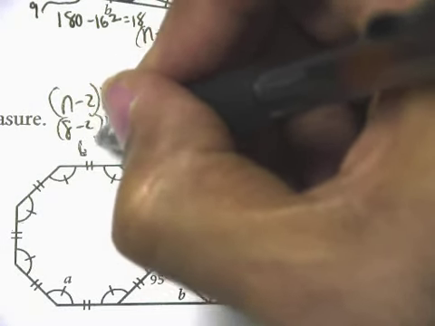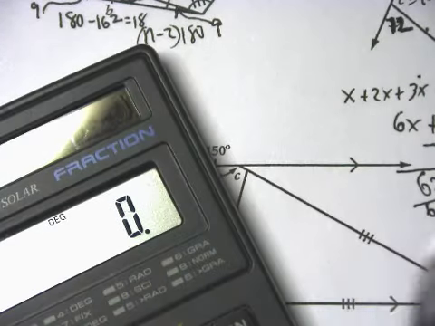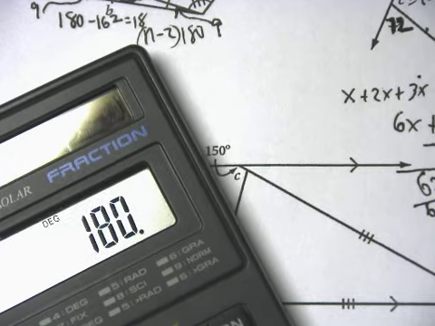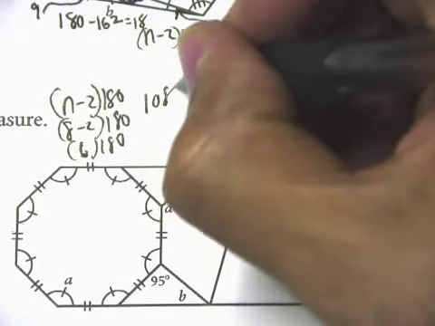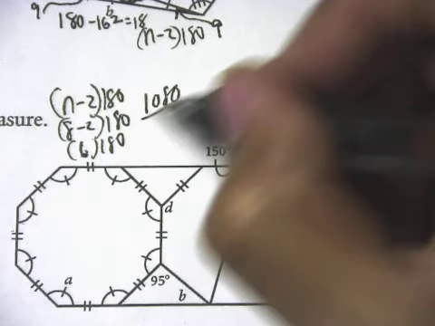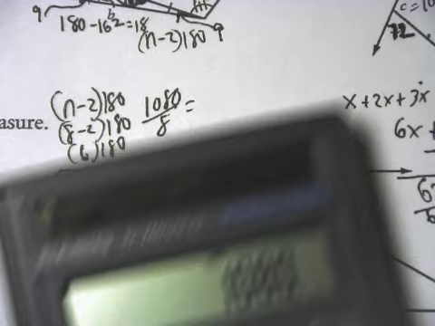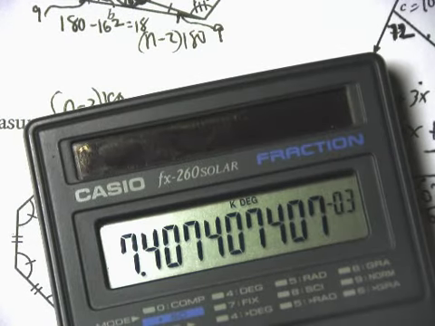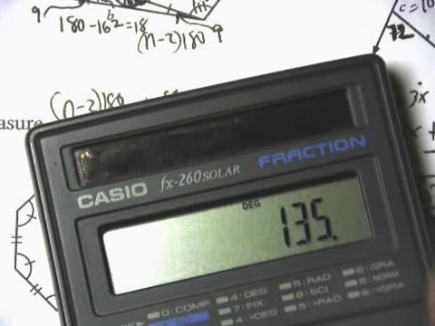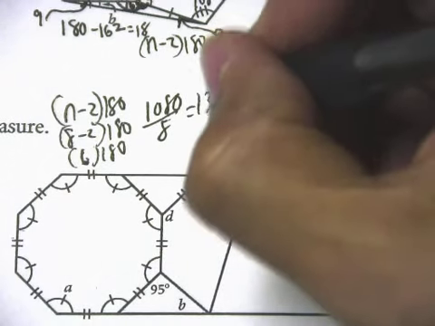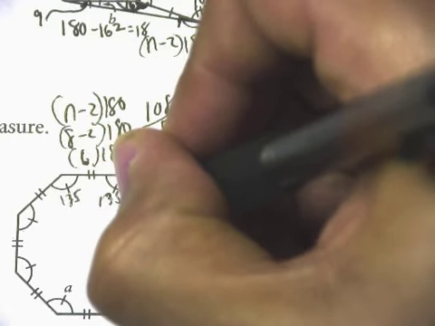What kind of shape do I have here? Let me see. 1, 2, 3, 4, 5, 6, 7, 8. I got an octagon. So I can figure out how many degrees should be inside of an octagon using my formula, which is n minus 2 times 180. So that's 8 minus 2 times 180. So that's 6 times 180. And that's going to give me 1080. So inside an octagon, I should have 1080 degrees.